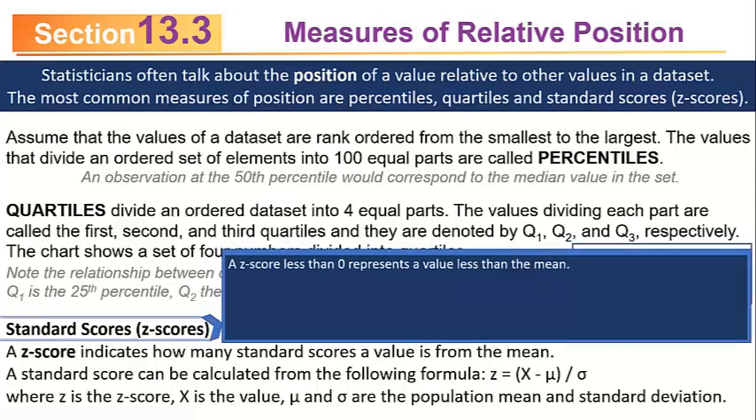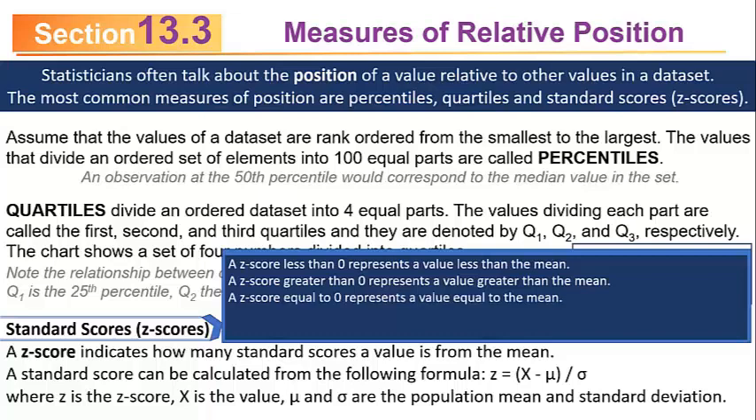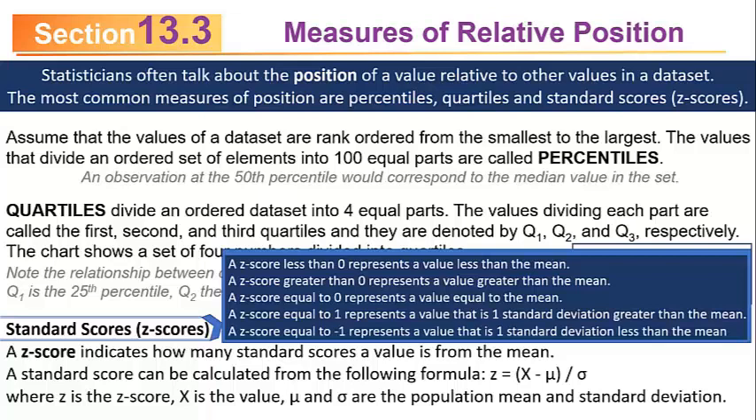A z-score less than 0 represents a value that's less than the mean. A z-score greater than 0 represents a value greater than the mean. A z-score equal to 0 represents a value that is equal to the mean. A z-score equal to 1 represents a value that is 1 standard deviation greater than the mean. A z-score equal to minus 1 represents a value that is 1 standard deviation less than the mean.